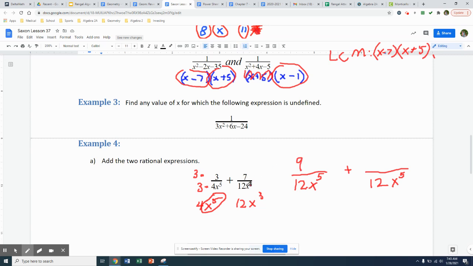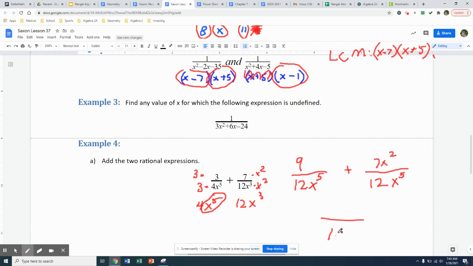Next, I have a 7 over 12x to the 3rd. So to get 12x to the 3rd to change to x to the 5th, I multiplied by x squared. I've got to multiply my numerator by x squared. And that's going to be 7x squared.